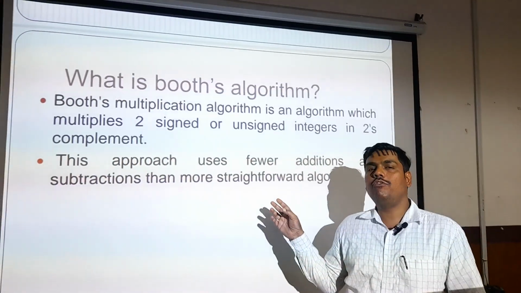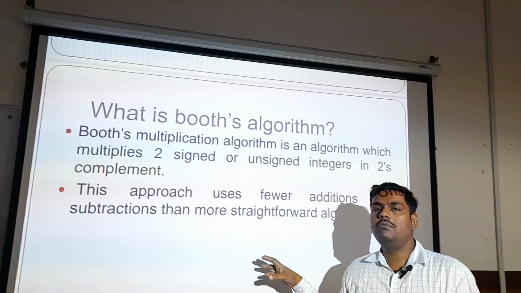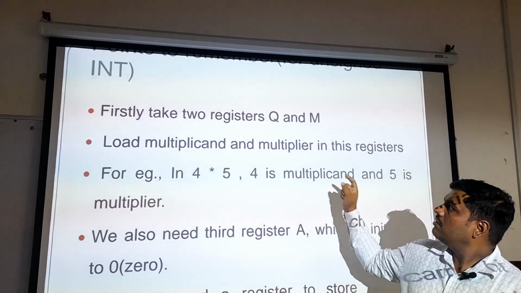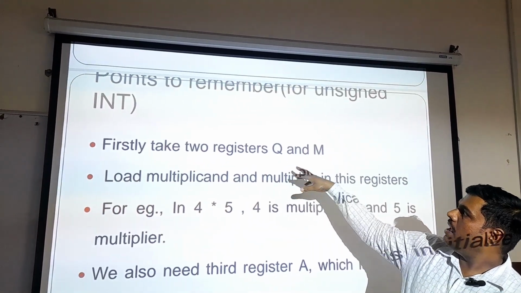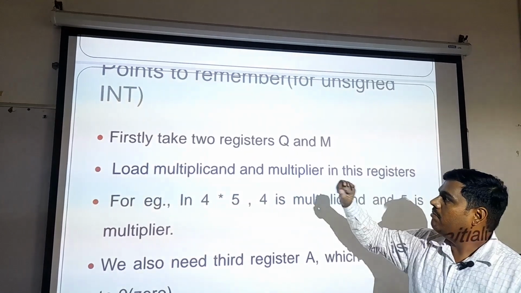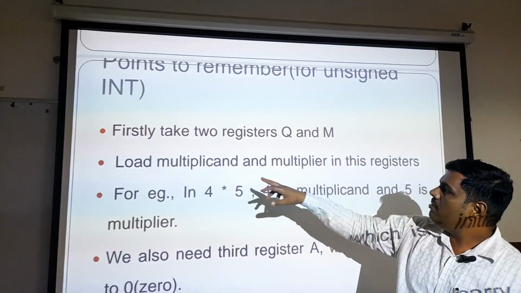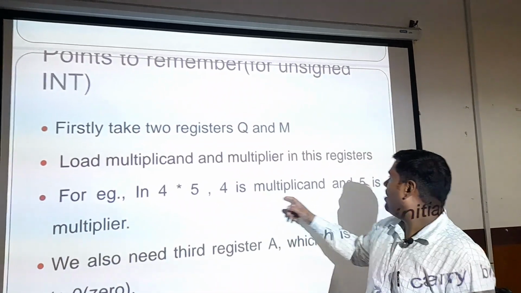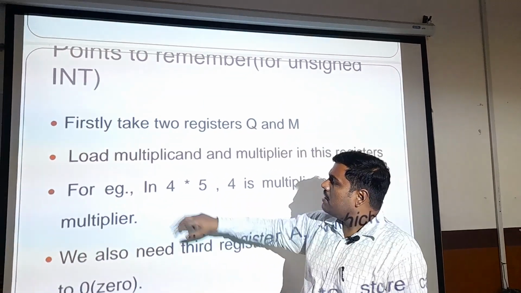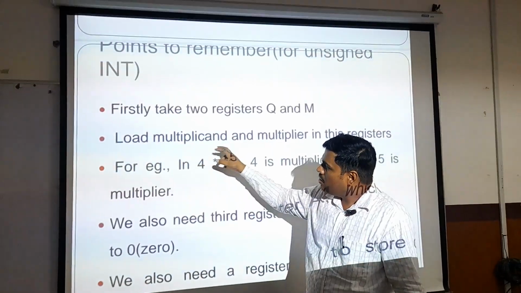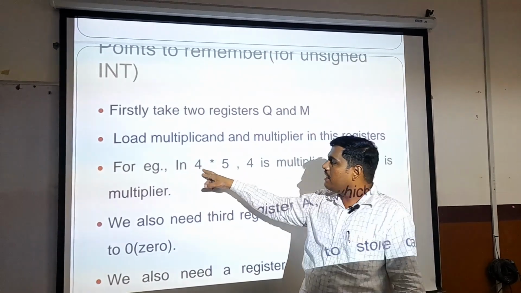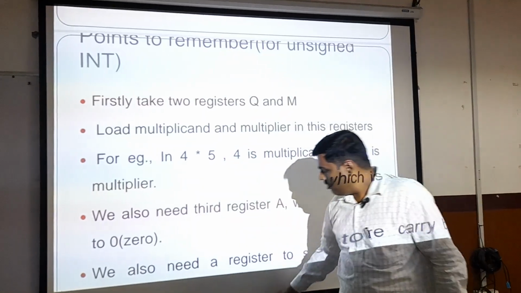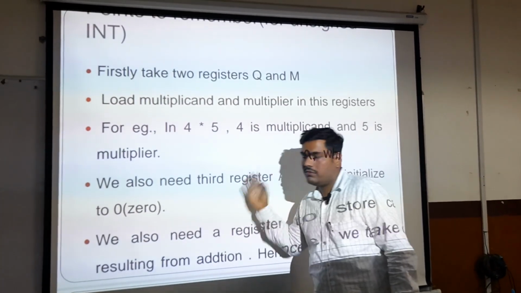Today I will discuss the flowchart, how to follow the flow in the Booth algorithm. There are two things: Q and M, the multiplier and multiplicand. Load the multiplicand and multiplier in these registers, like 4 and 5. 4 is the multiplicand and 5 is the multiplier. There is no sign, this is only plus. So you can only calculate the 1's complement and multiply it. I am giving the board.